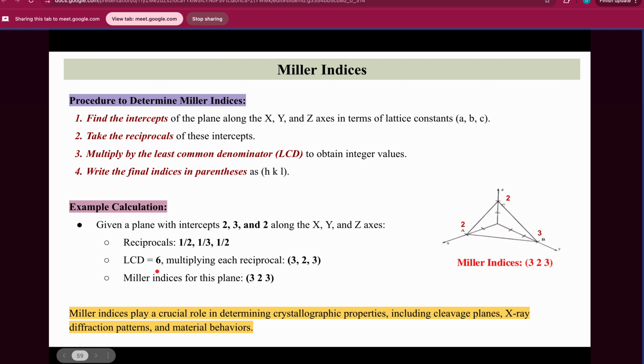Now we need to find the least common denominator. If we find the denominator, then it is 6. So we need to multiply each of these reciprocals with this least common denominator. So 1 by 2 into 6 will be equal to 3. 1 by 3 into 6 will be equal to 2. And similarly, 1 by 2 into 6 is equal to 3. So now this is how we will calculate our Miller indices, which are H, K, and L. And these Miller indices play a crucial role in determining the crystallographic properties, including the cleavage planes, X-ray diffraction patterns, and material behaviors. So this is about the Miller indices.